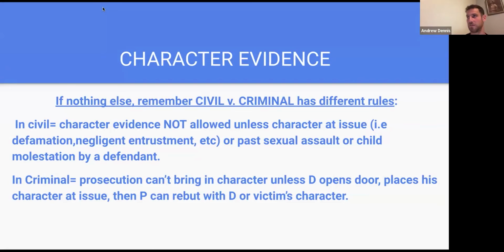This dude's actually a thief. He's out here robbing banks. Therefore, we didn't defame him. Same thing with negligent entrustment. Showing that this person was negligent is actually relevant because their character is at issue.